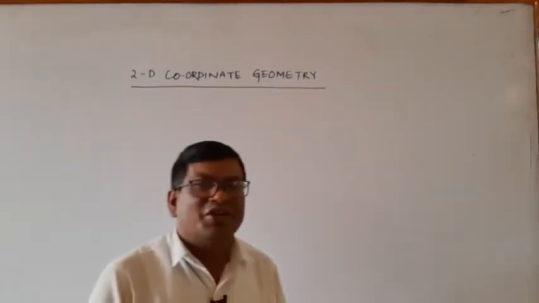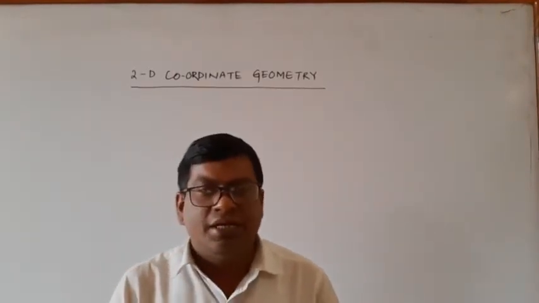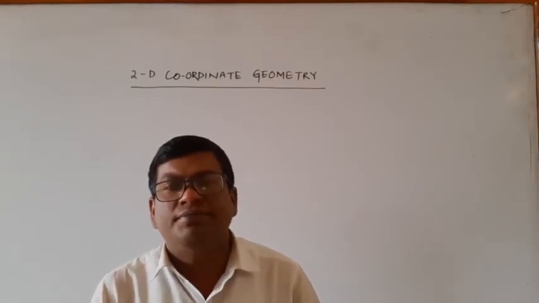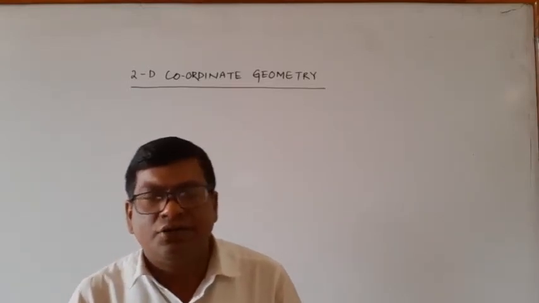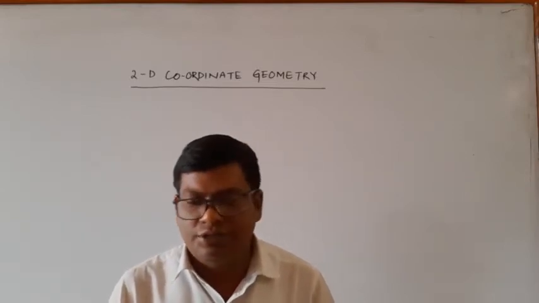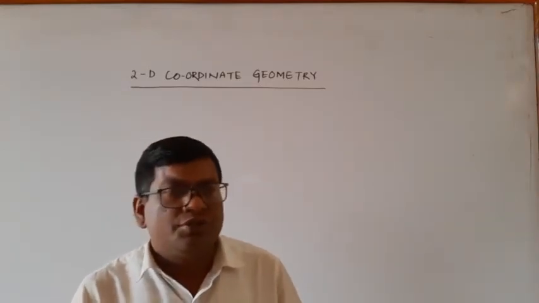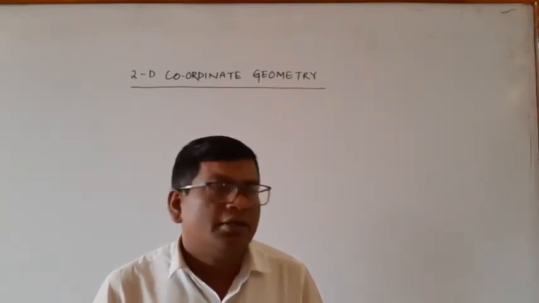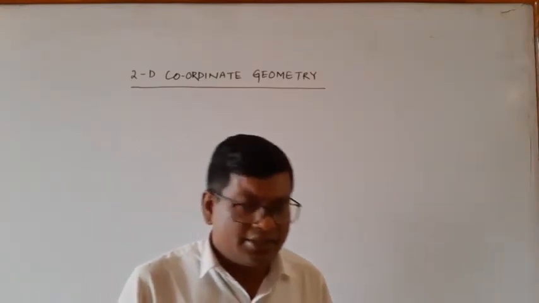Hello students and welcome to the video class of the chapter two-dimensional coordinate geometry. In last class we discussed the equation of lines in various forms and some applications of the concept related to the equation of a line. Today we are going to discuss some more concepts: the point of intersection of two lines, and how to check that three lines are concurrent.